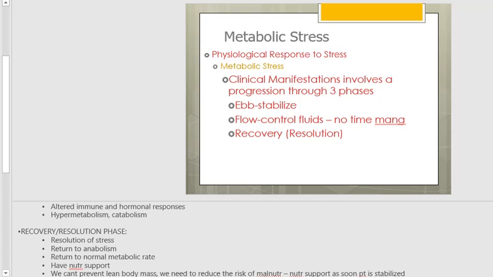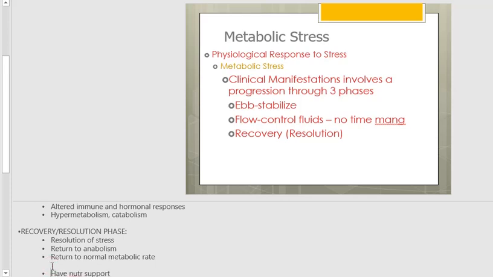will be. Okay, so they're in the flow phase, we're feeding them now. Once the trauma or the wound or the infection heals, then they'll move into the last phase, which is the recovery or resolution phase.